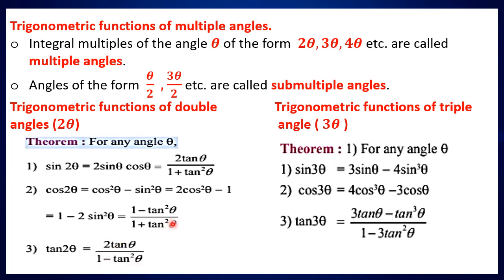Next one, trigonometric functions of triple angle, that is 3 theta. Sine 3 theta is 3 sine theta minus 4 sine cube theta, and cos 3 theta is 4 cos cube theta minus 3 cos theta, and tan 3 theta is 3 tan theta minus tan cube theta divided by 1 minus 3 tan square theta.